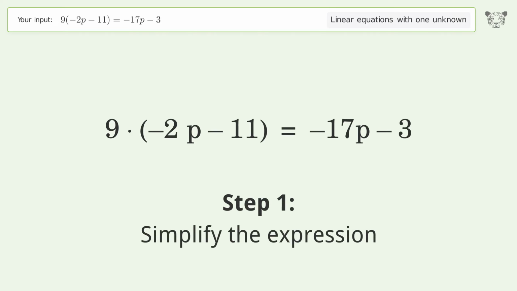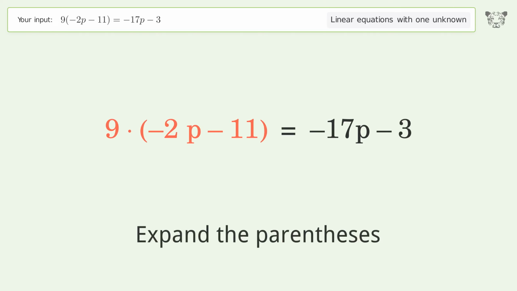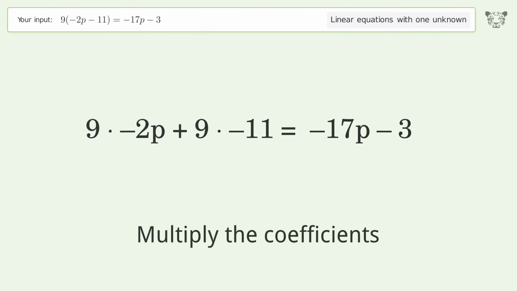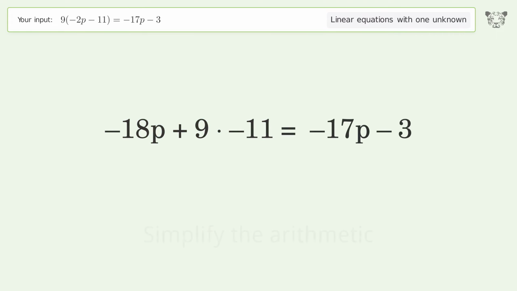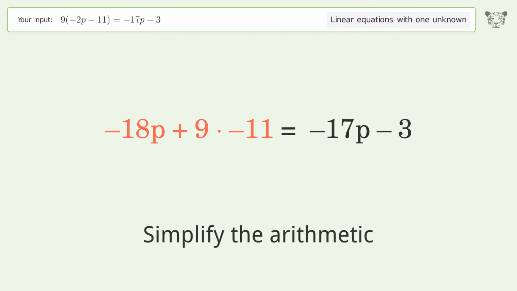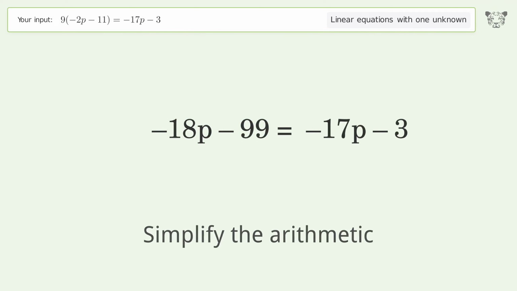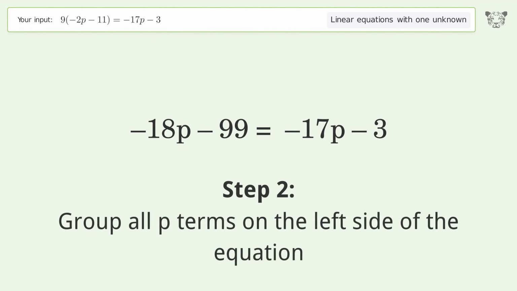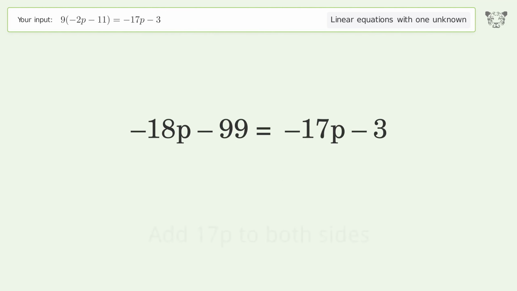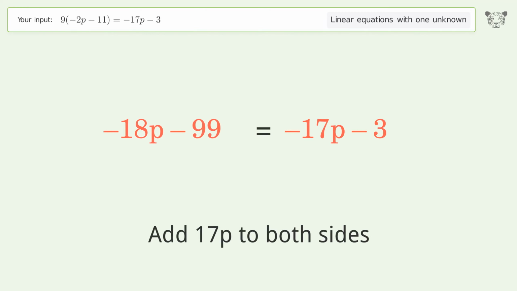Simplify the expression. Expand the parentheses. Multiply the coefficients. Simplify the arithmetic. Group all p terms on the left side of the equation. Add 17p to both sides.